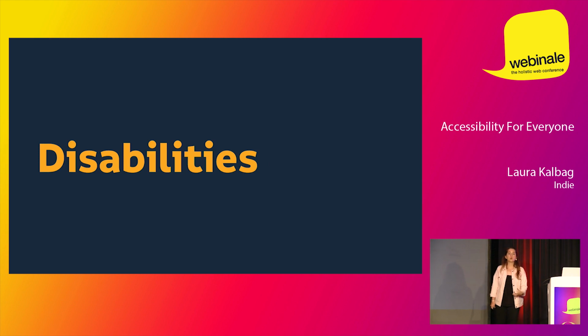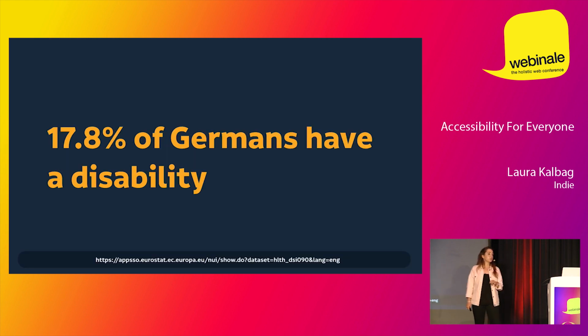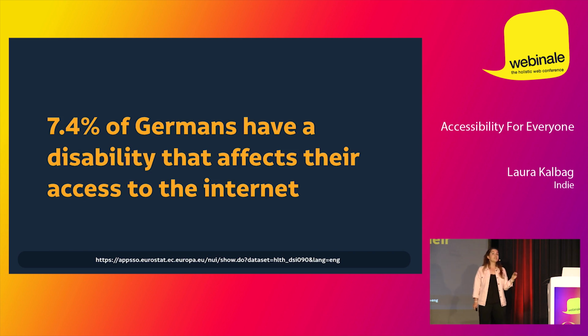So accessibility, of course, makes the biggest difference to people with disabilities, particularly people who would not otherwise be able to access the web. So 17.8% of Germans have a disability that provides a barrier to everyday life, education, and employment. More specifically, 7.4% of Germans have a disability that they identify affects their access to the internet. So that is not a small quantity of people.